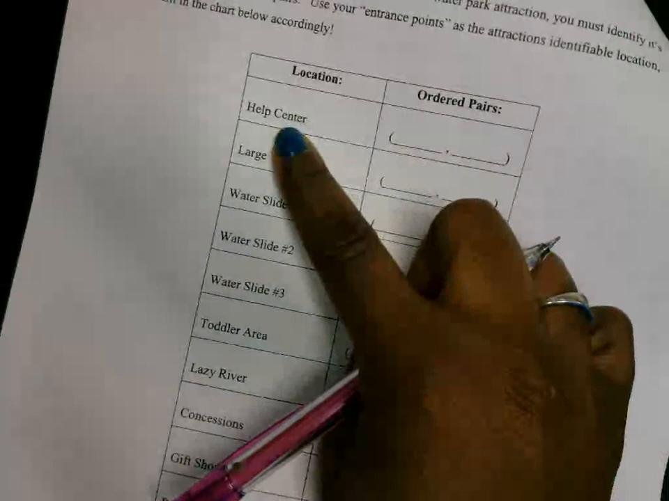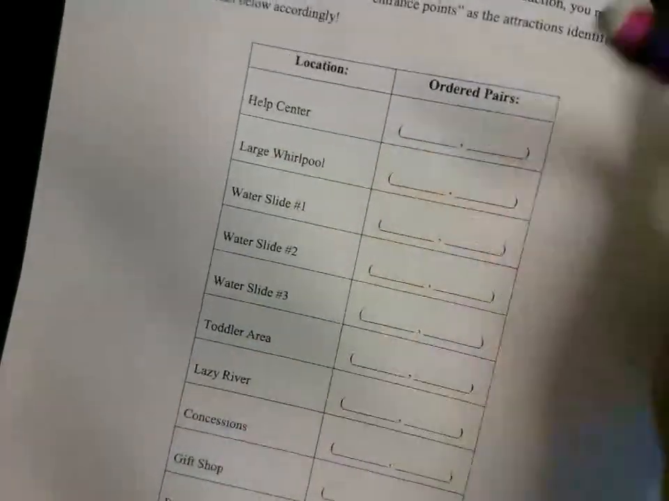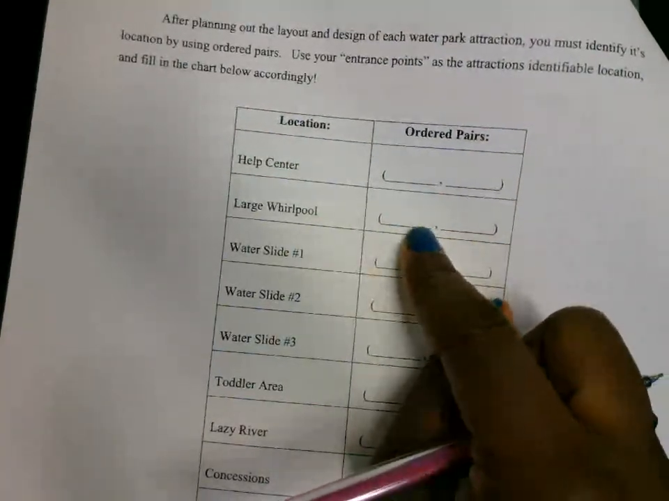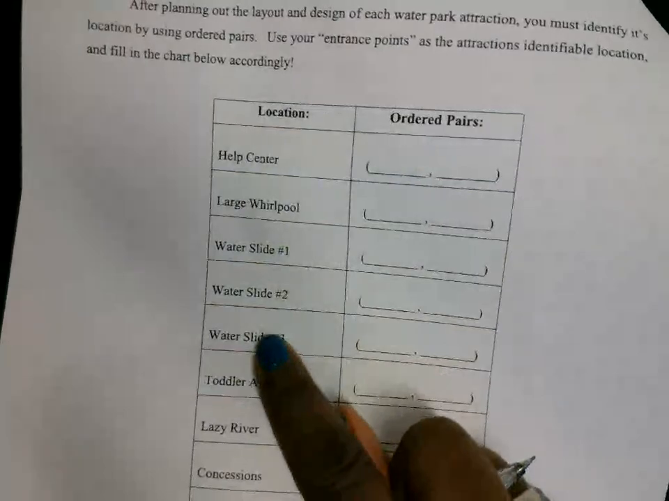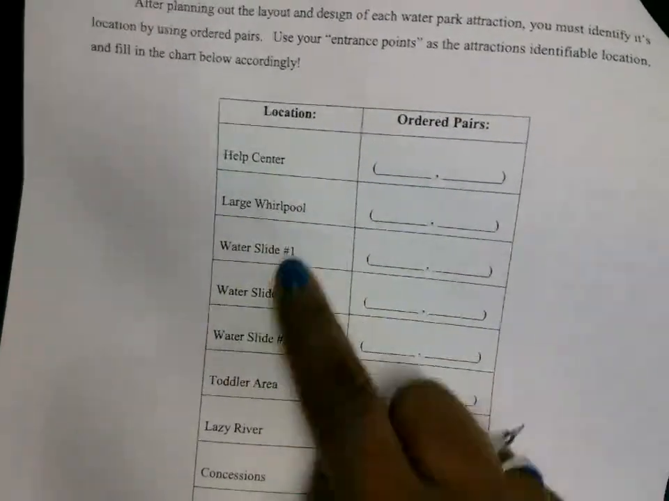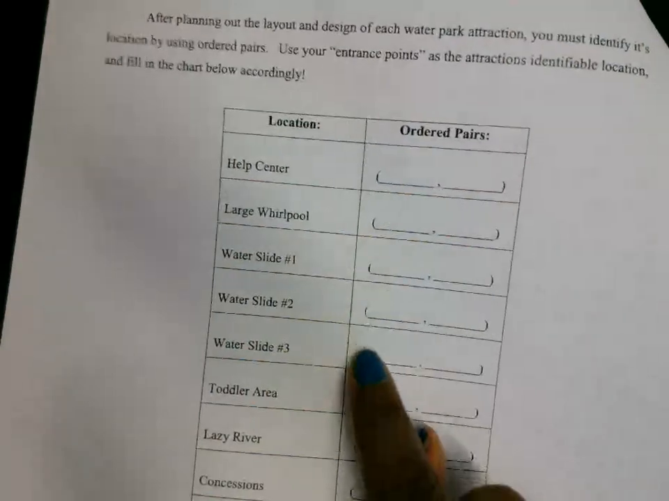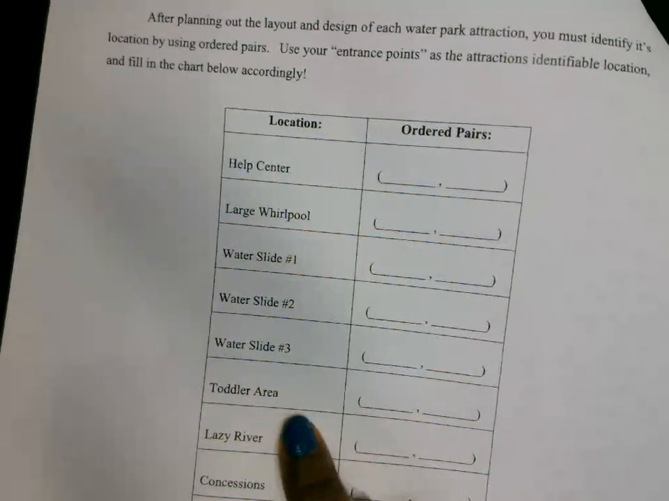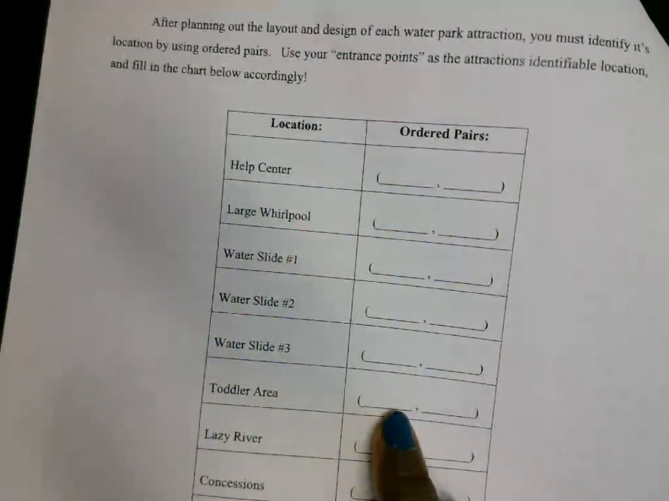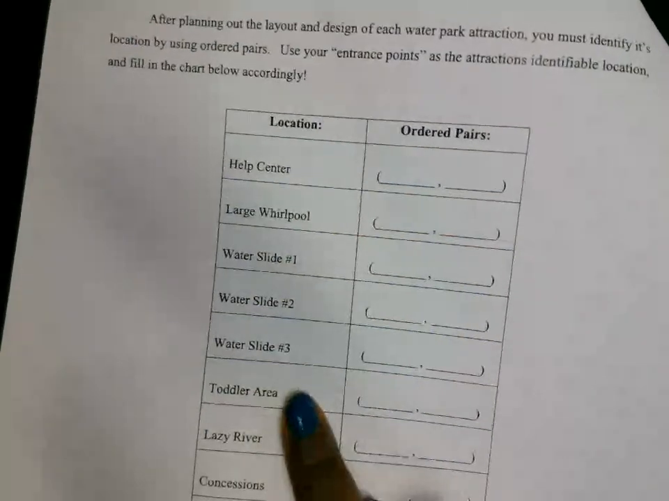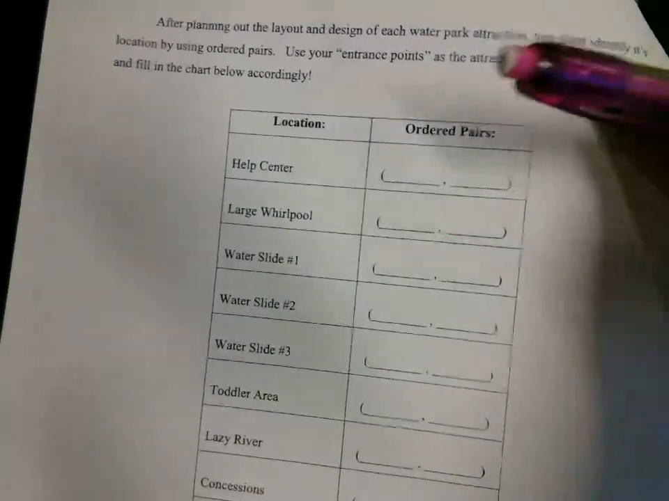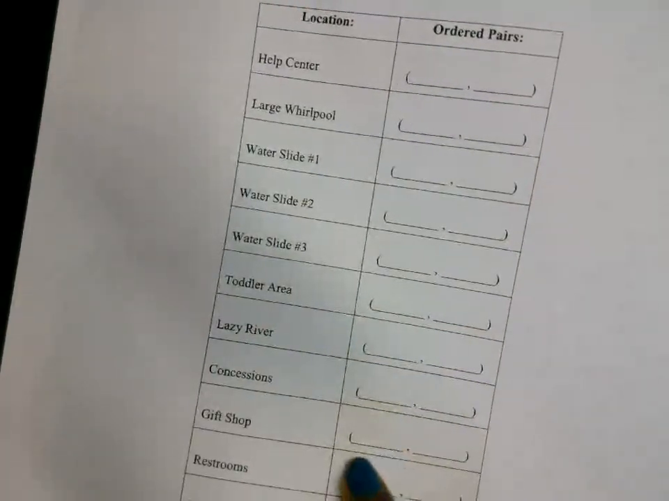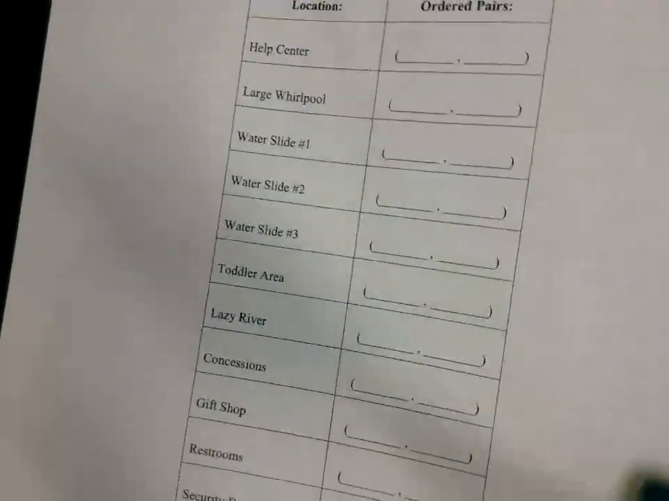You're going to put your ordered pairs for the help center here. If you have more than one help center, just only put one of the points. More than one whirlpool, just choose one. Okay, your water slide should have names to it. Put the name right above it. You should at least have three and put all three of those ordered pairs here for the water slides. The toddler area, you can have more than one, but choose one toddler area. You should have a name for your toddler area. Same for lazy river and all of your concession stands. Just choose one concession stand. Okay, gift shop, just choose one ordered pair for the gift shop, so on and so forth.